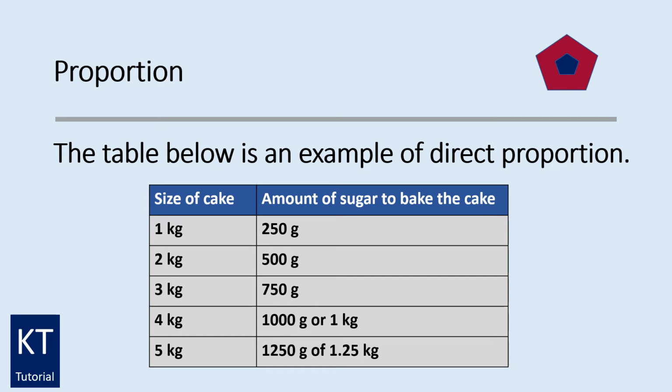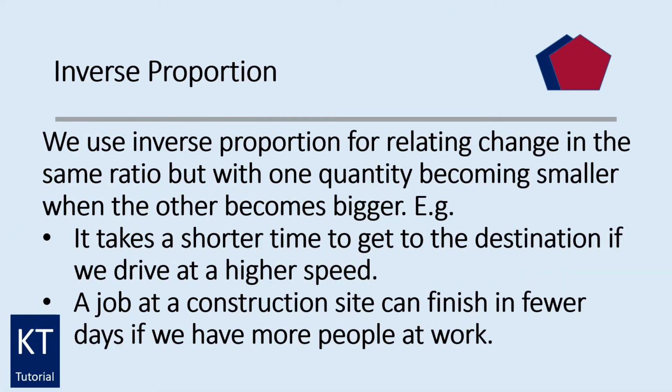The table below is an example of another event involving direct proportion. The inverse of direct proportion is simply inverse proportion. We use inverse proportion for relating change in the same ratio, but with one quantity becoming smaller when the other becomes bigger. For example, it takes a shorter time to get to the destination if we drive at a higher speed. Also, a job at a construction site can finish in fewer days if we have more people at work.